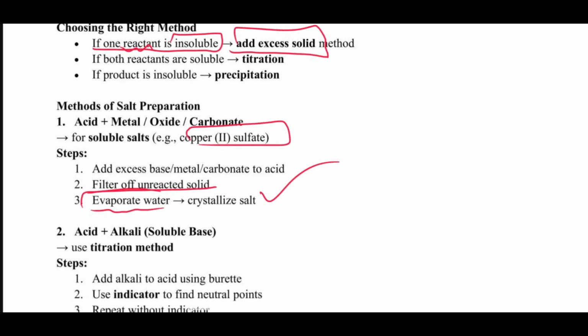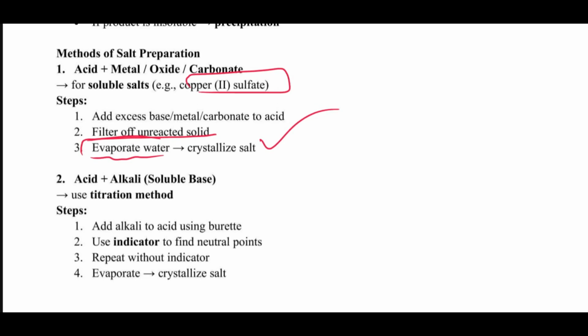Another method is one in which both the reactants, like an acid and a base, are soluble, because we know that an alkali is a soluble base. So whenever there is a reaction between an acid and an alkali, you will get a salt. And in this method, because both the reactants are soluble, your product will also be soluble. So when the reactants are soluble and your product is also soluble, then you have to use the titration method. Titration is a method in which both the reactants are soluble and your product is also soluble.